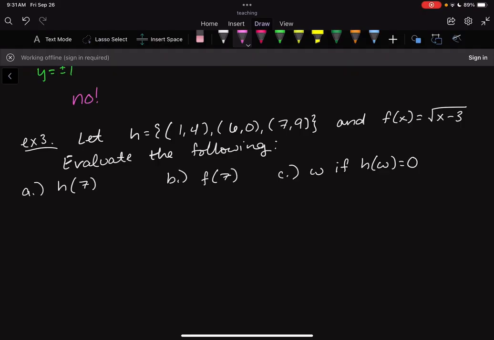So remember, inside of the parentheses is your domain, or your input value, or your x value, whatever you want to call it for yourself. So with h of 7, we're saying that my x value is 7, and we're asking what is the y value that matches that. So if I go to my h function, my x of 7, my y value is 9. So h of 7 is equal to 9.